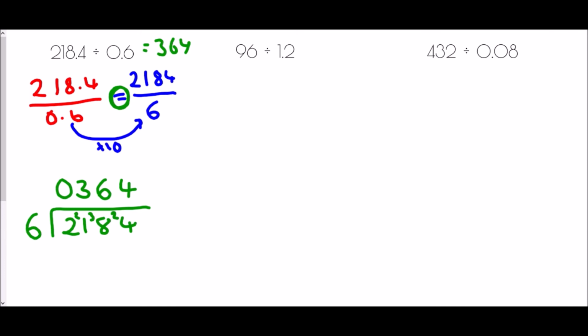96 divided by 1.2, well, the same idea again. Think of it as a fraction. I want to make it so that the denominator, the number on the bottom, is a whole number. Well, the way to do that would be to make it 12. And so again, I've just multiplied by 10. So I need to do it at the top as well, 960. And again, like we saw before, now we've got 960 divided by 12.